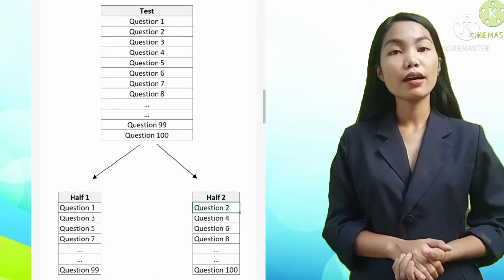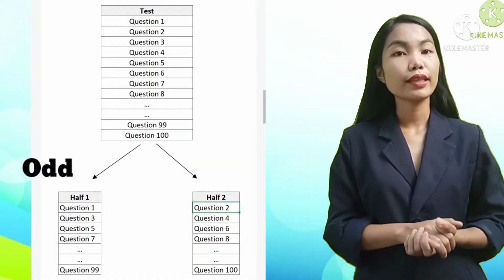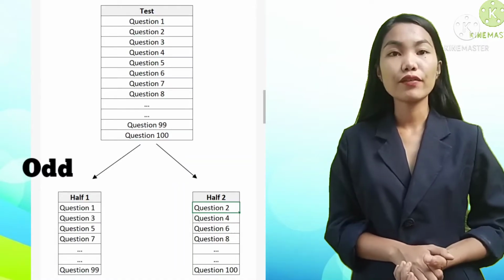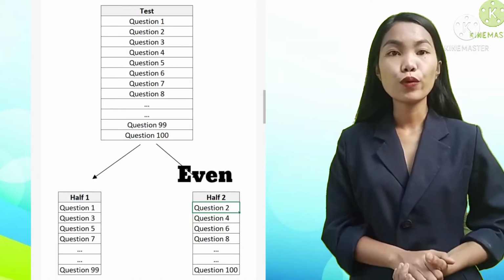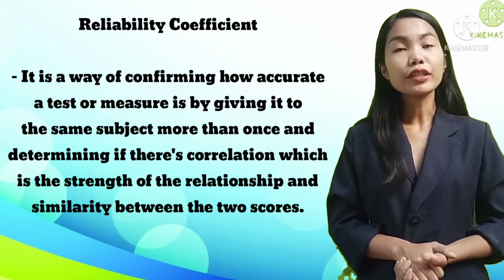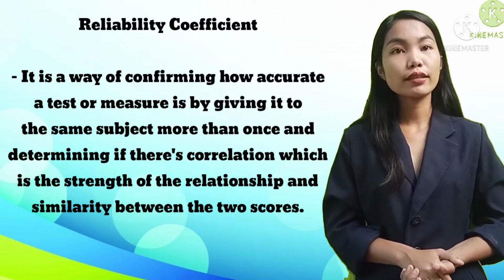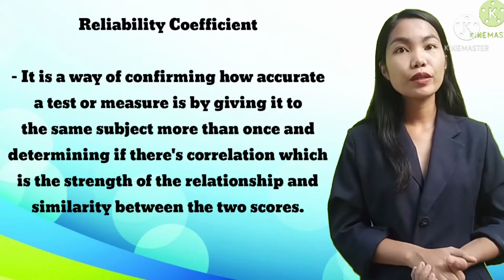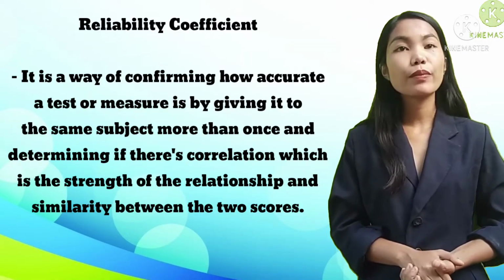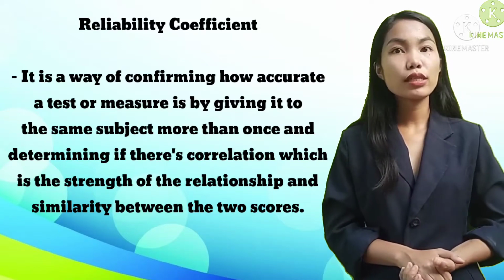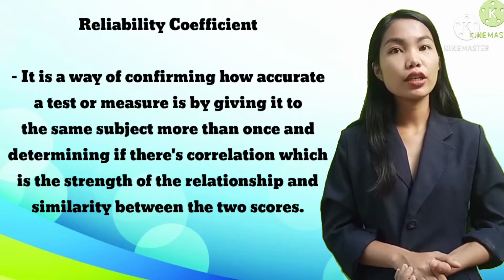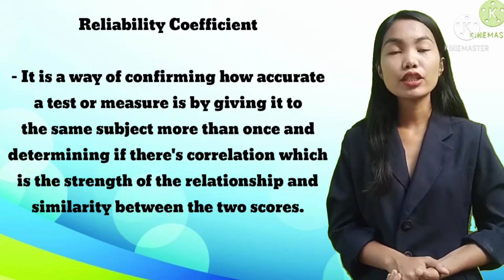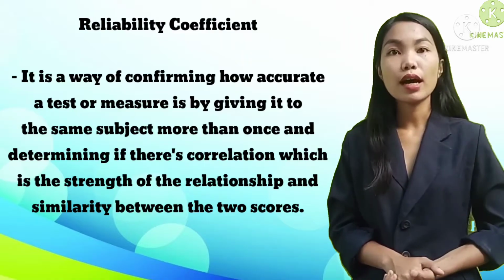When we say odd numbers, these are the test items 1, 3, 5, 7, and 9. Even numbers are 2, 4, 6, 8, 10, and so on. The reliability coefficient is a way of confirming how accurate a test or measure is by giving it to the same subject more than once and determining if there's correlation, which is the strength of the relationship and similarity between the two scores.